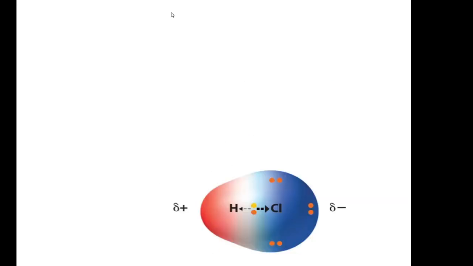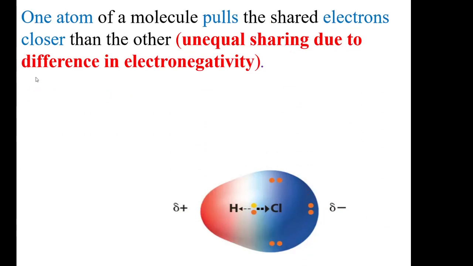Okay, the next type. So London dispersion forces, and now we've got dipole-dipole. The reason it's got two of them, two dipoles here, is because they have two dipoles, one here, one here. So one atom of a molecule pulls the shared electrons closer than the other. This unequal sharing is due to a difference in electronegativity. This is the stuff that we learned about in solutions, the thing about electronegativity. This is about a polar molecule right here.